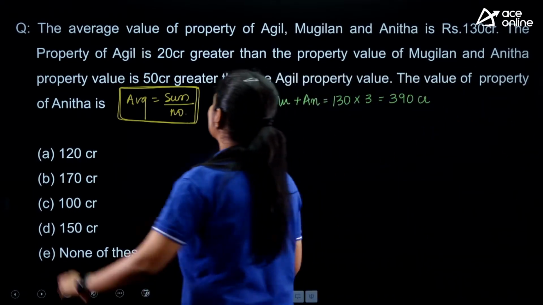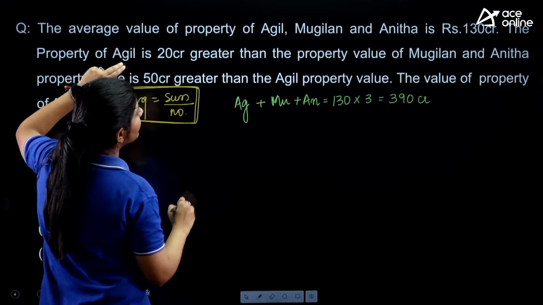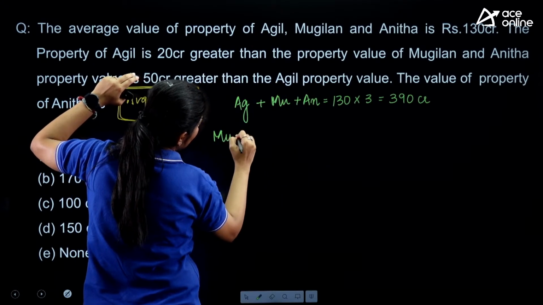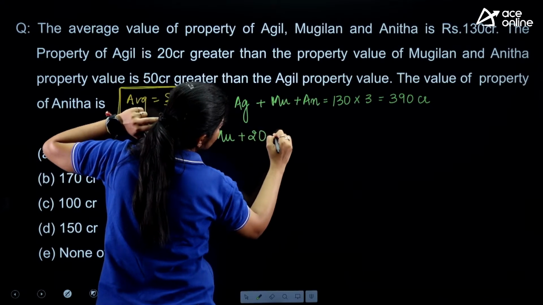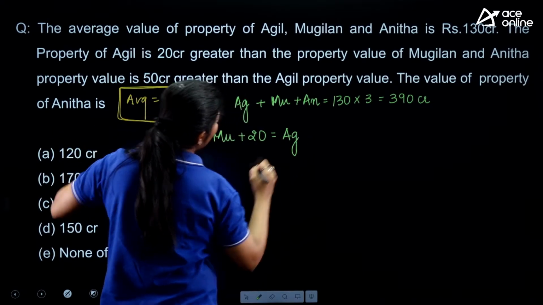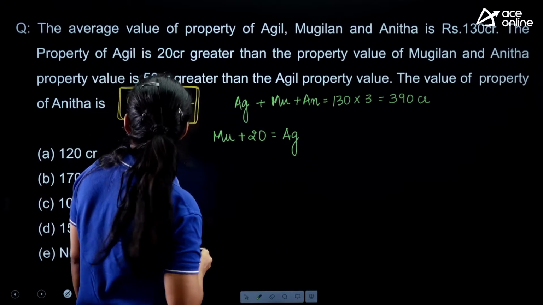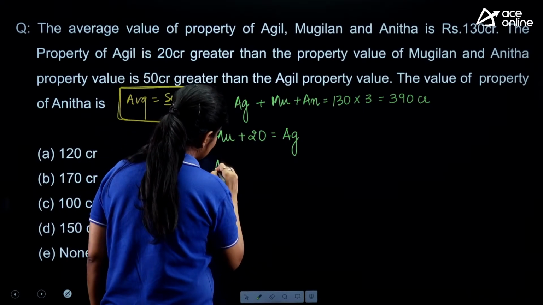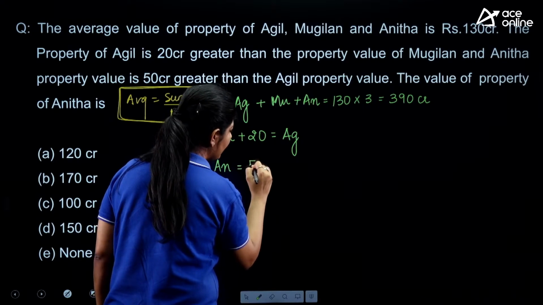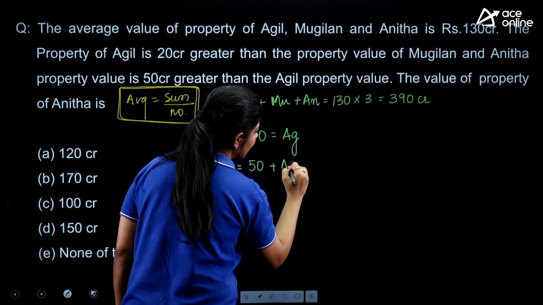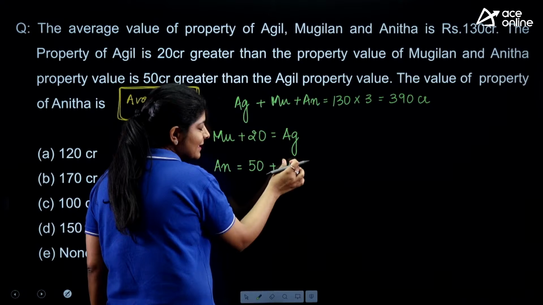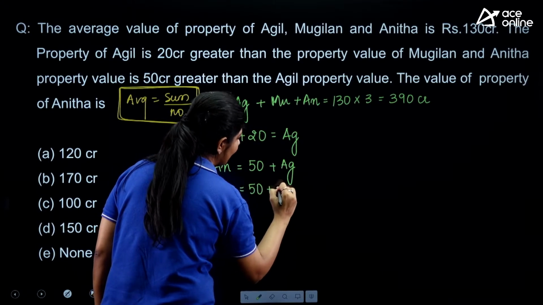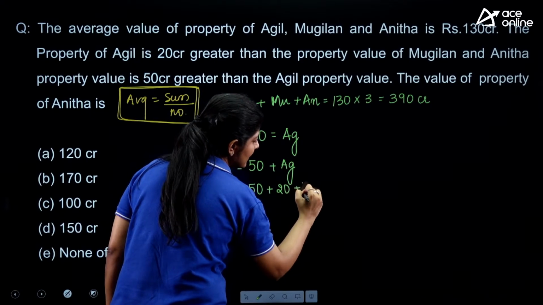But the question is saying that Agil's property is 20 greater than the property value of Muglian. That means Muglian plus 20 crores is equal to Agil's property, right? And Anita's property value is 50 crores greater than Agil's property. That means I can substitute this value with this one. So we can say that this is nothing but 50 plus 20 plus Muglian.